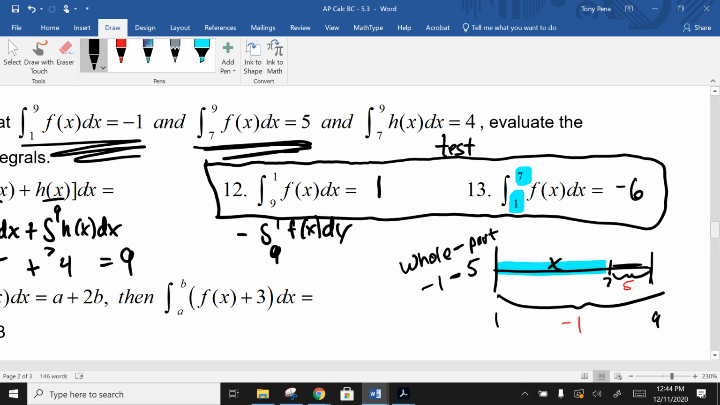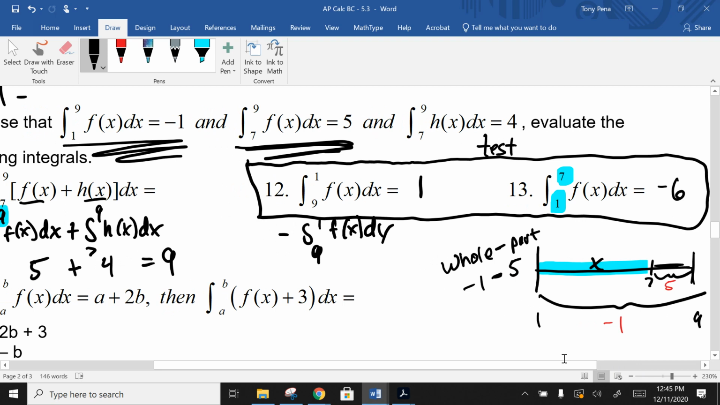The idea that if we flip our limits, it's negative. What if we aren't given the functions outright, these values? Maybe we have to do a sum of them or a difference of those. So just be aware of that. Okay, know those two rules. When the test time comes next week, hopefully you have that written down and you don't forget about it.